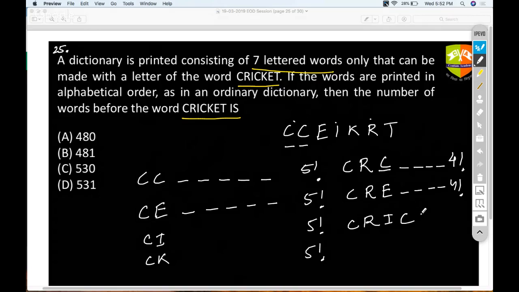So the next word will be E. Then these two words can be filled in 2 factorial ways. Okay. So it's CRIC EKT.